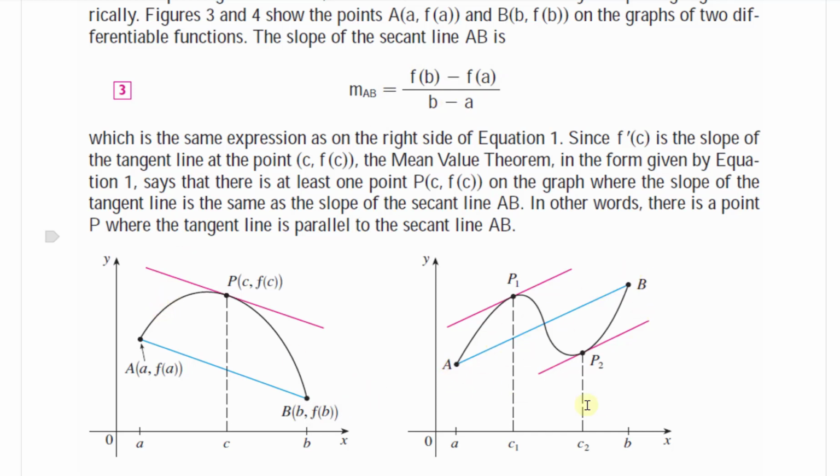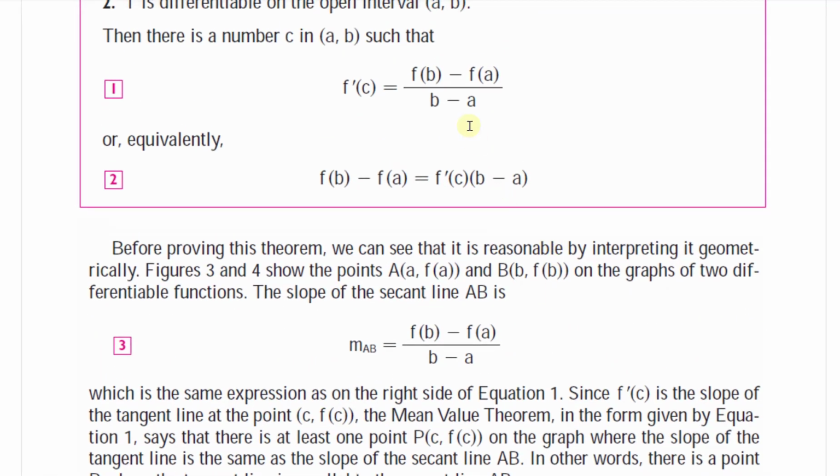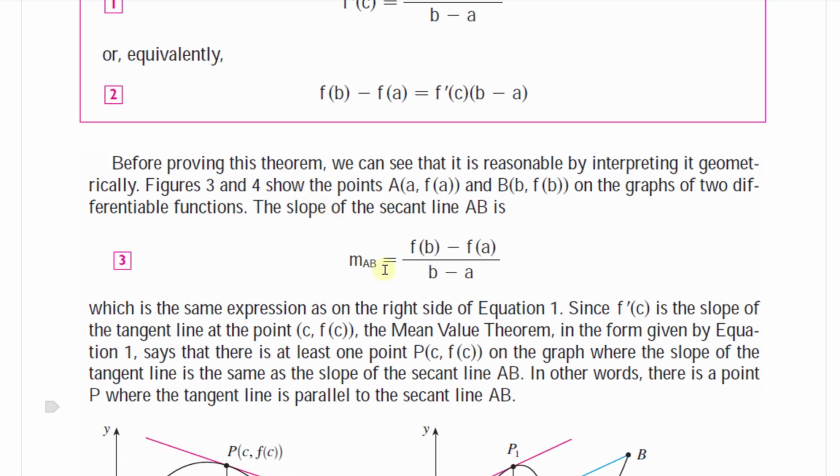Notice that this is a straight line, and there's going to be a point across like this, or in this case we have c1 and c2, two points that have the exact same derivative, the same slope. So yes, that is the mean value theorem, which is expressed on the right side of equation 1 over here. This is just the average value, or the slope of the secant line between the endpoints.